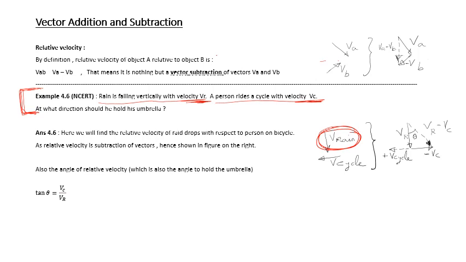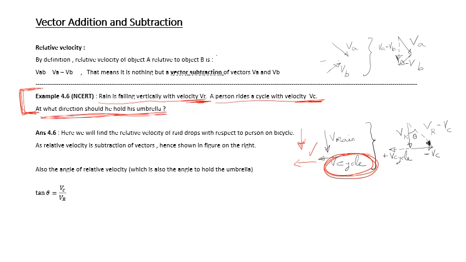Now it's normal to assume that the person riding on the road will have his velocity at 90 degrees to the rain. So if you see the figure again here, I have drawn the velocity of the cyclist in one direction which is at right angles to the rain. Cyclist direction is this side, rain is this side, so they are orthogonal to each other. Now the question is, at what direction should he hold the umbrella?